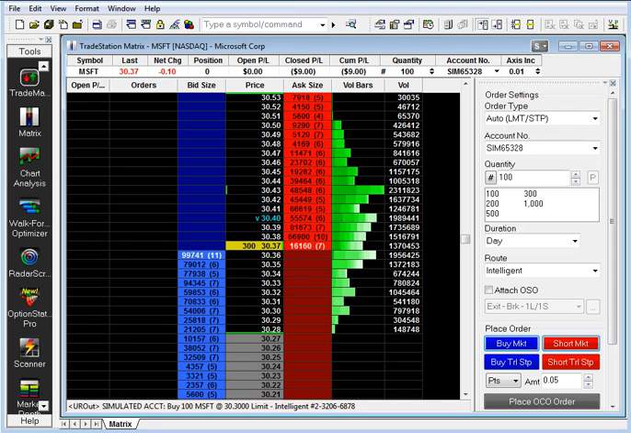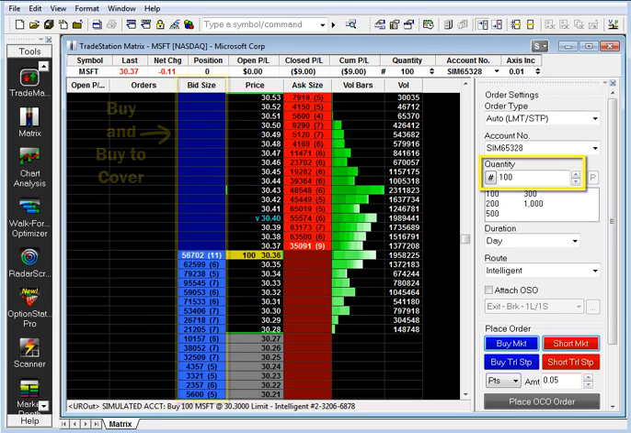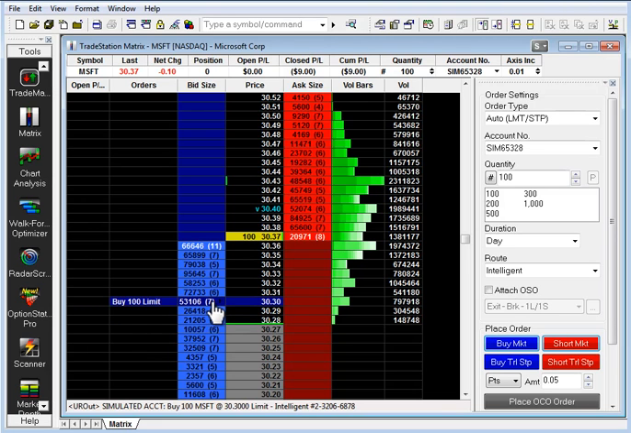Let's demonstrate by placing an order to buy 100 shares of Microsoft at this price. Buy and buy to cover orders are placed using the bid size column. I check the quantity and other order settings in the trade bar, and then I click the blue cell next to my desired limit price. As you hover over the cell, the order details will display under the orders column. Clicking the cell will automatically send a limit order at this price.